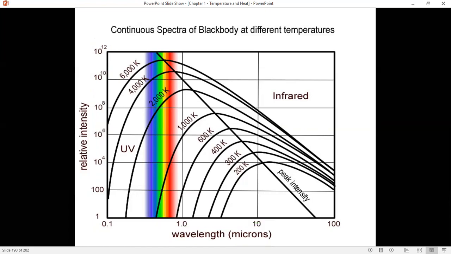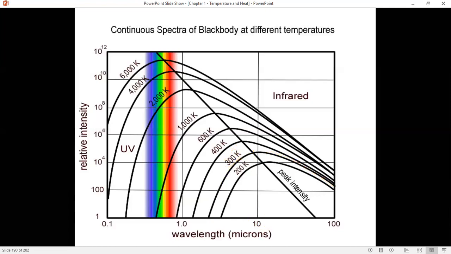Let's look at a human being. We are at 300 degrees Kelvin. So notice where we peak on this little scale right here. Our peak intensity is around 10 microns. That's why rattlesnakes are able to hunt mammals so well. That's where we glow. That's where they've evolved their little pits to hunt.